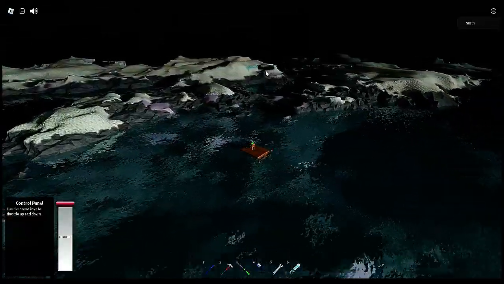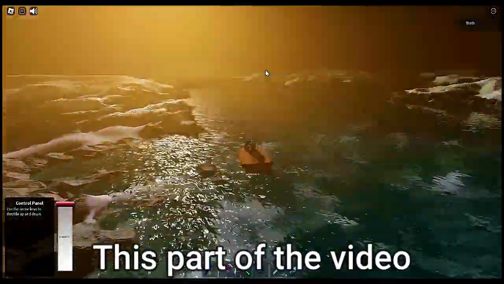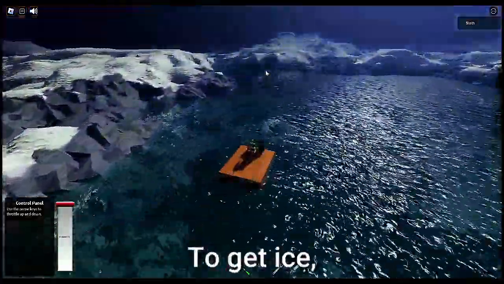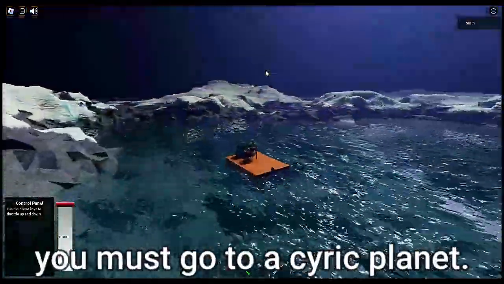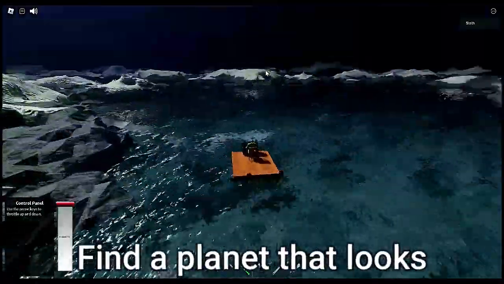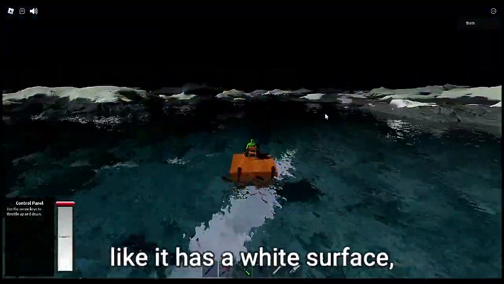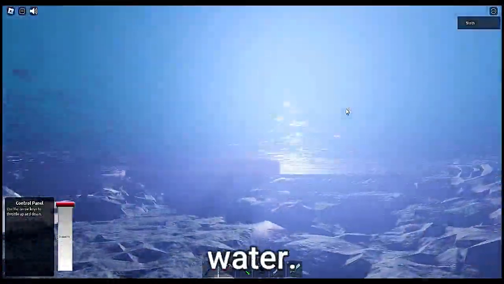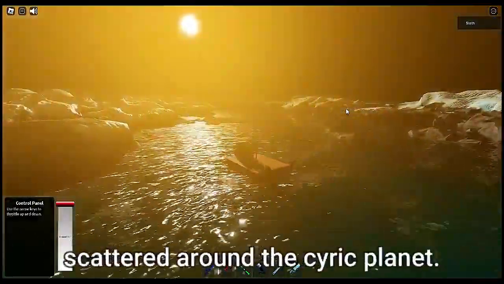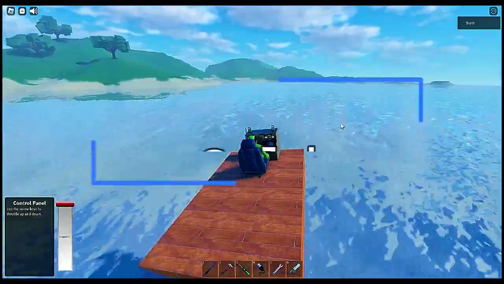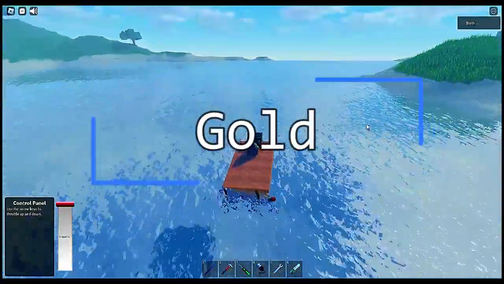Maybe in the future, when ice has a use, this part of the video will come in handy. To get ice, you must go to a ceric planet. Find a planet that looks like it has a white surface. Since ceric planets can have water, you want to dig up ice scattered around the ceric planet. This is the rarest resource in the game.